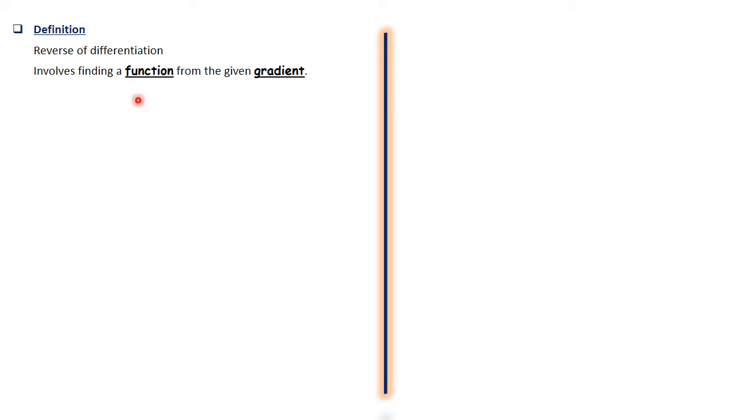Integrating a function means, or involves, finding a function for the given gradient. Sorry, let me say it this way. Integrating a function, that function normally is a gradient, and therefore it involves finding the function from which this particular gradient is obtained.